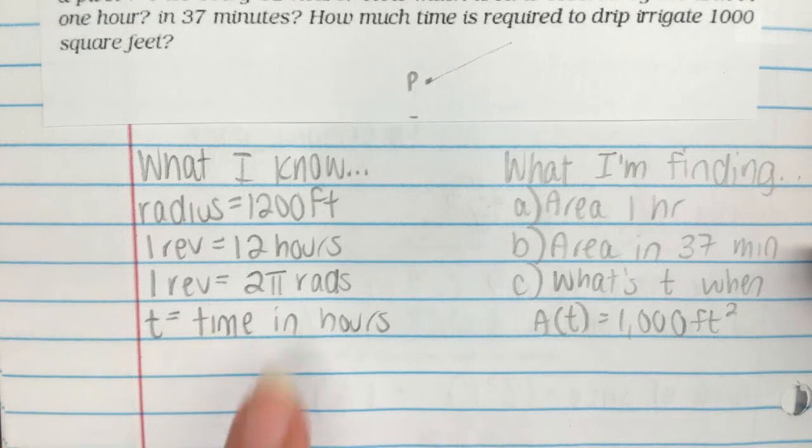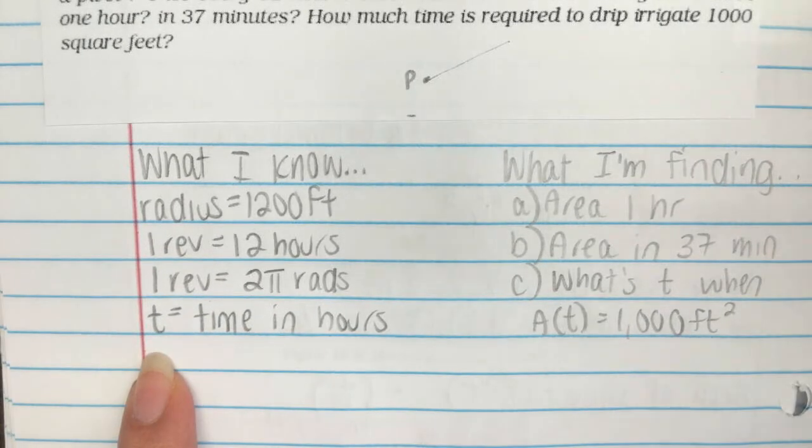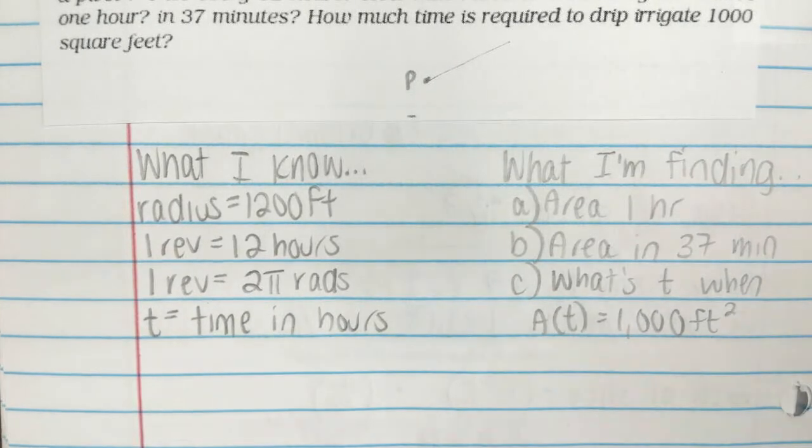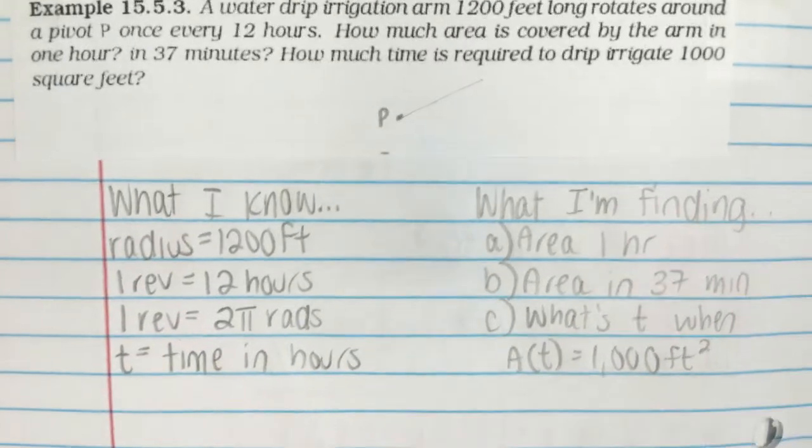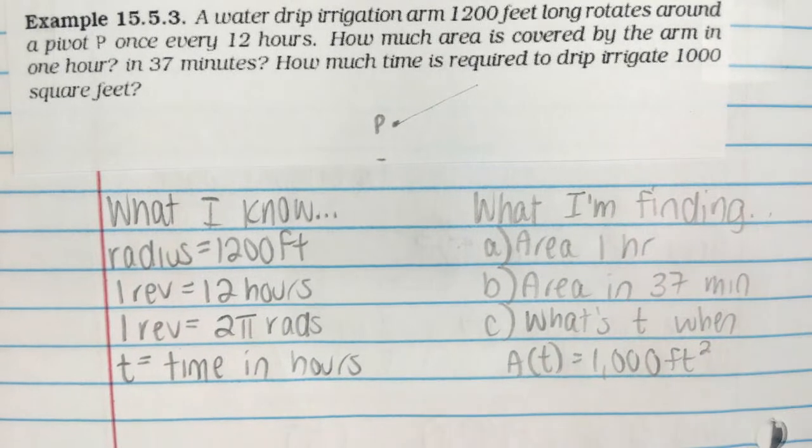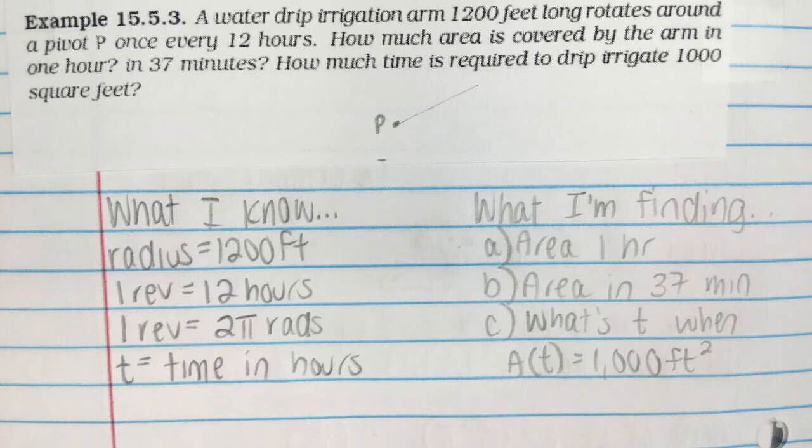If you didn't write that down, please jot it down. And then T is time in hours. So these are the things I'm noticing and noting, all right? Now for questions, they want to know these 3 questions. I'm not going to repeat them because they're there, okay?